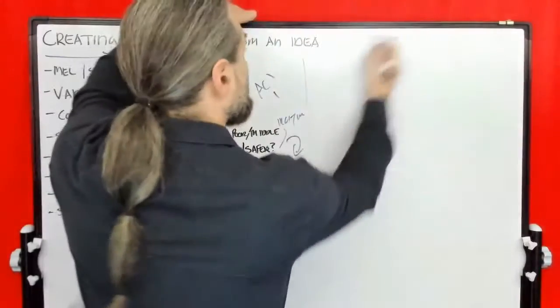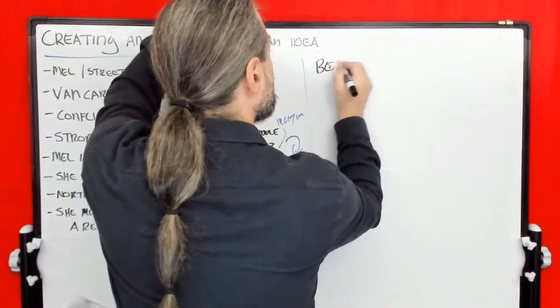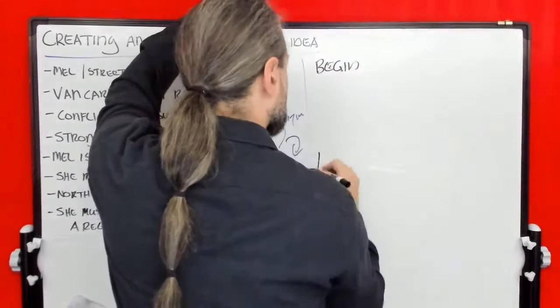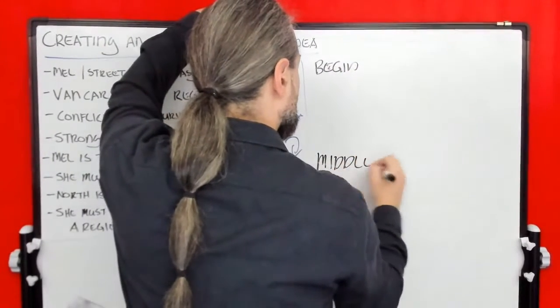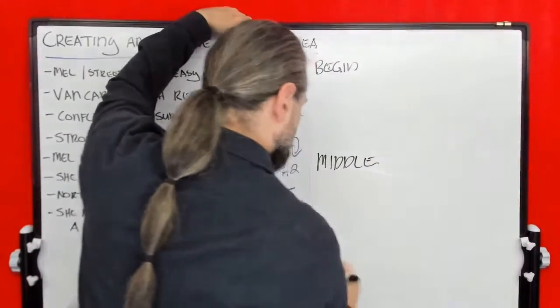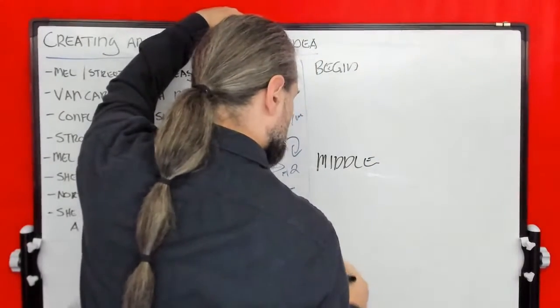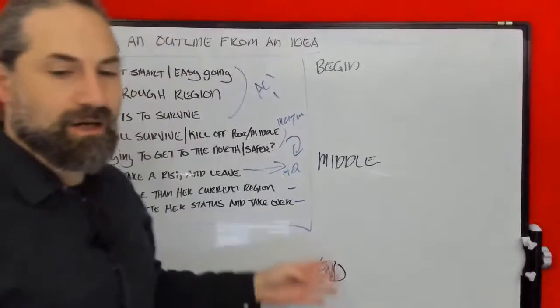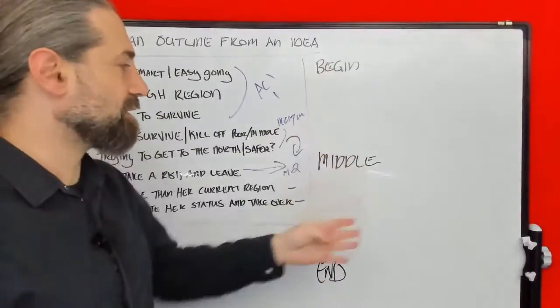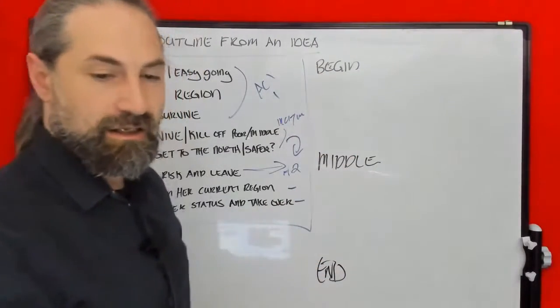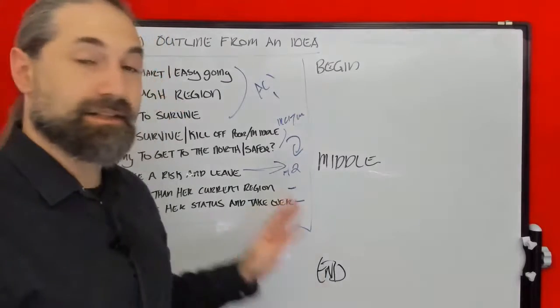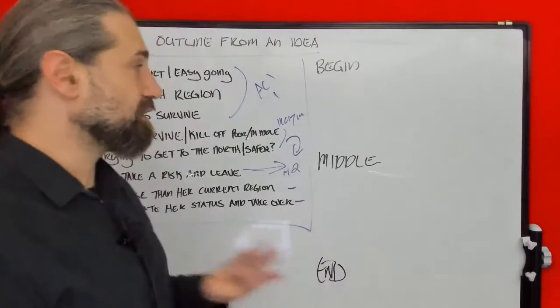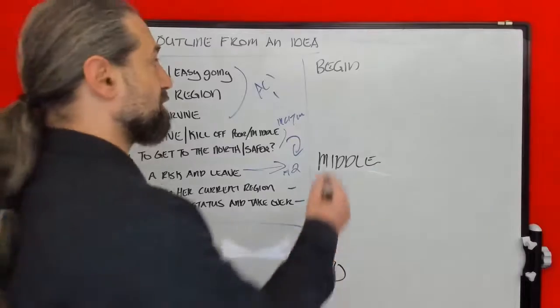What I like to do is establish a beginning, a middle, and an end, right? I want to basically know what's going to happen in the beginning of my story, the middle of my story, and the end of my story. That doesn't mean it's going to stay that way. This is just for me to get my brain flowing, all right?